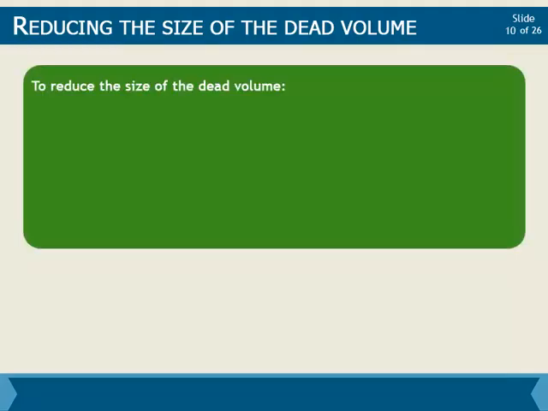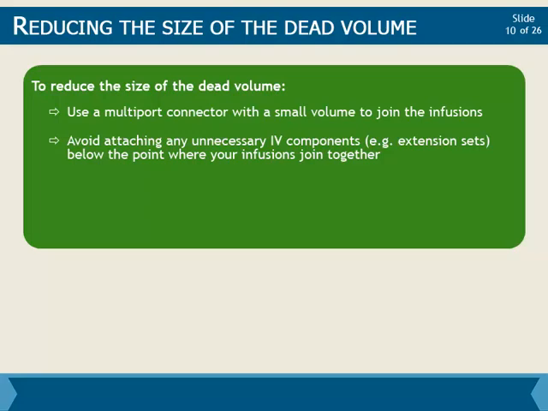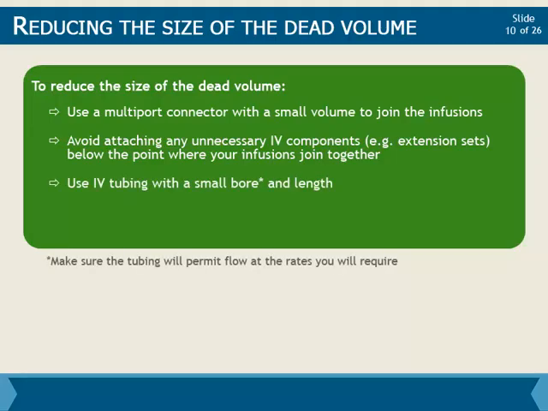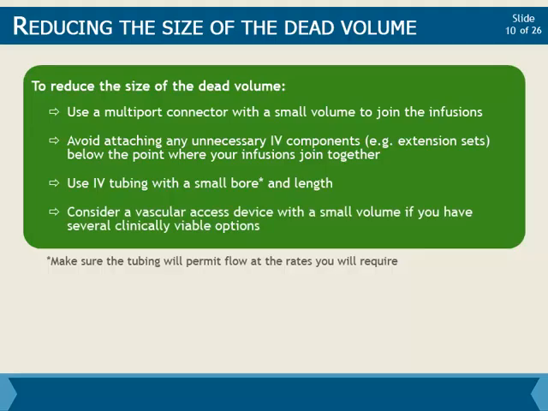In summary, to reduce the size of the dead volume, use a multi-port connector with a small volume to join the infusions. Avoid attaching any unnecessary IV components below the point where your infusions join together. Use IV tubing with a small bore and length. While not the primary factor in selecting a vascular access device, consider a vascular access device with a small volume if you have several clinically viable options.